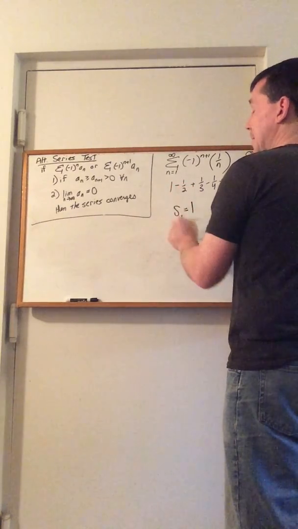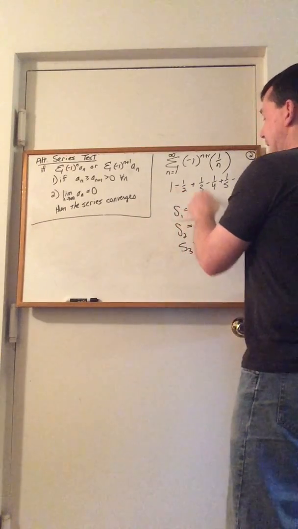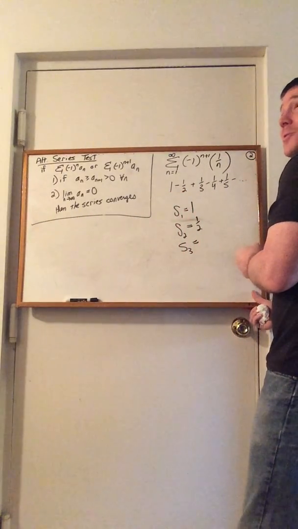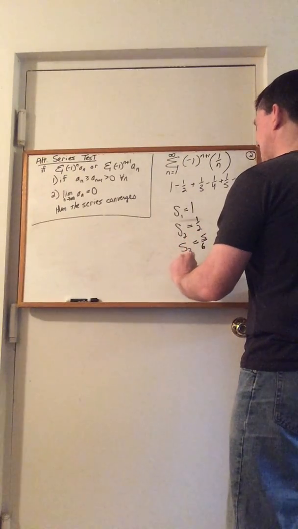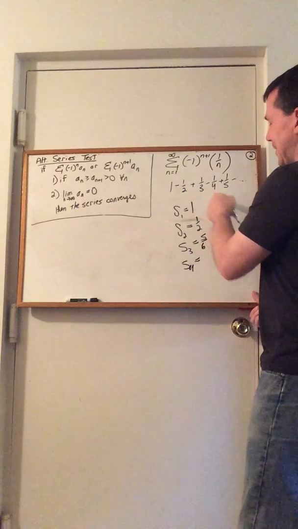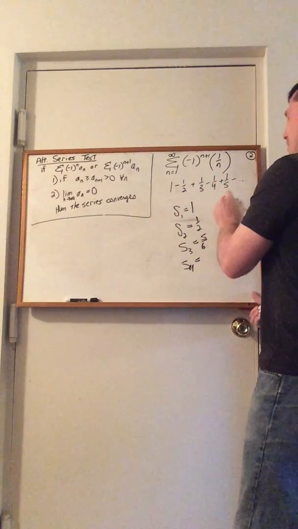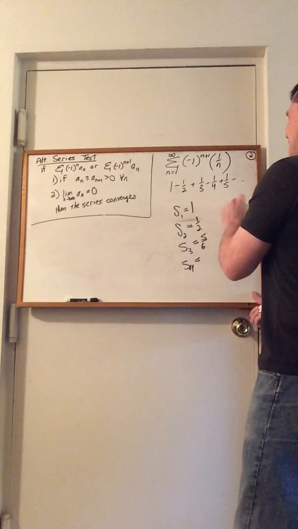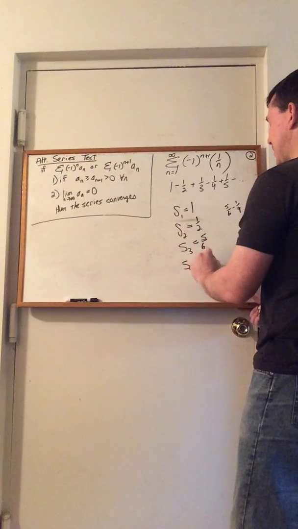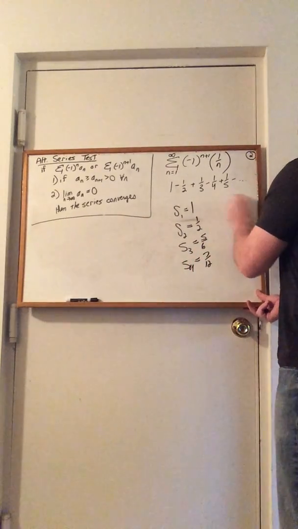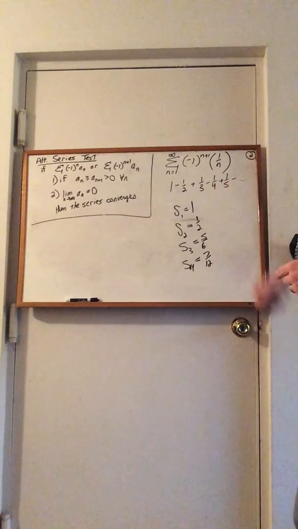S sub 2 is equal to 1 minus a half, which is a half. S sub 3 is equal to a half plus a third, which is 3/6 plus 2/6, so that's 5/6. S sub 4, this is where I'm going to stop because I messed up fractions. That's 5/6 minus 1/4. That's 10/12 minus 3/12, so that's 7/12. And then I'm going to add again and subtract and so on.